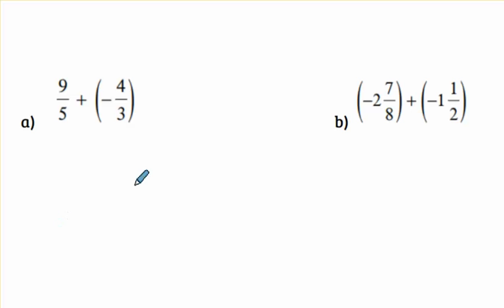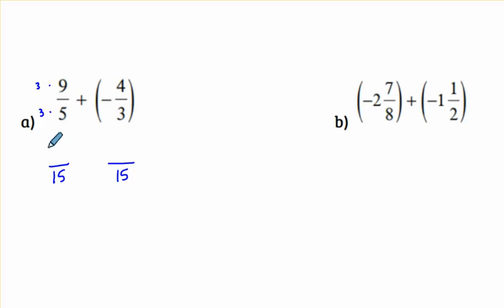Okay, when we're adding and subtracting fractions and mixed numbers, we always have to find a common denominator. So we look and we see, well, we've got 5 and we've got 3, so a common denominator would be 15. So we're going to put both of these fractions over 15. All right, in order to do that, I need to multiply by 3 on the first fraction.